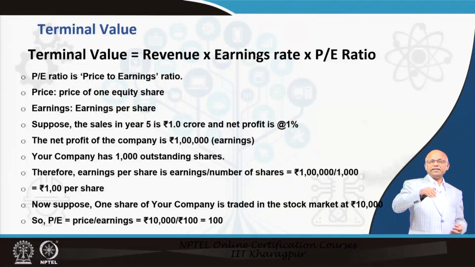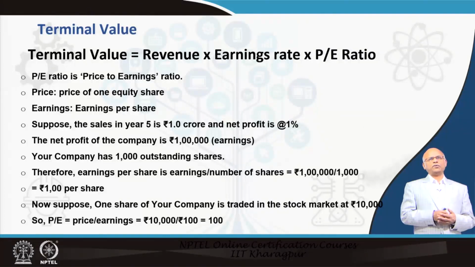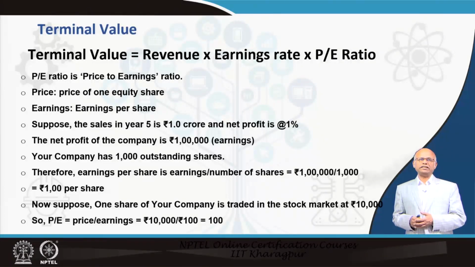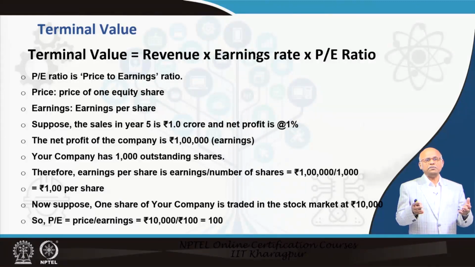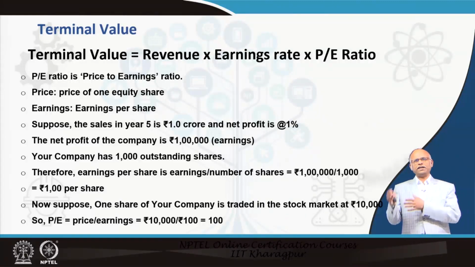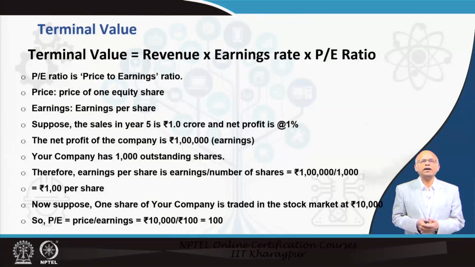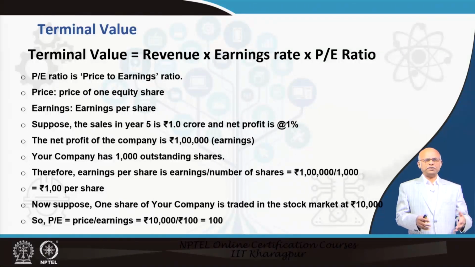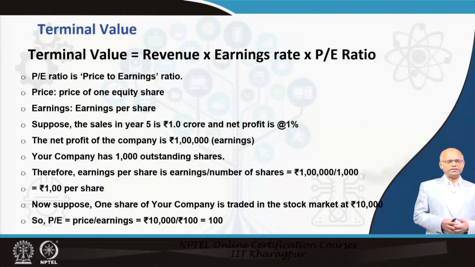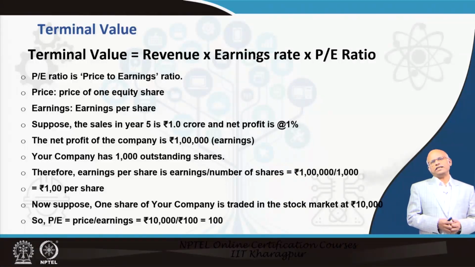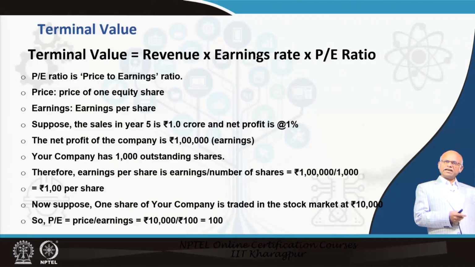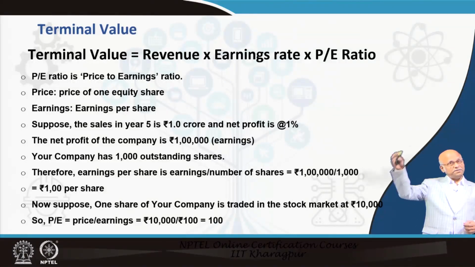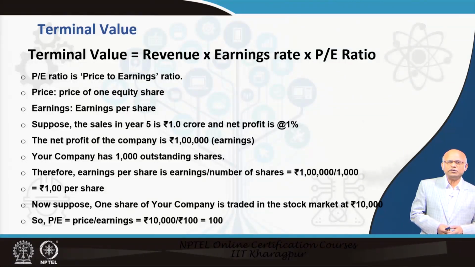So, divide that 1 lakh rupees of profit by the number of shares, you get earning per share. So, your earning per share is 1 lakh divided by 1000, which is 100. So, your EPS or earning per share is 100. Now, suppose one share of your company is traded in a stock market in the 5th year at 10,000 rupees.